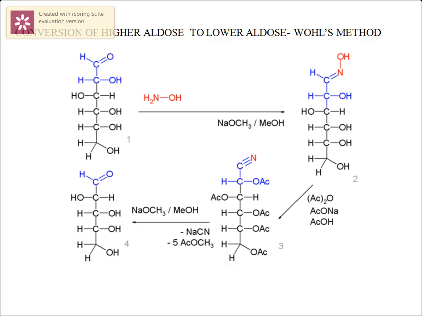First step, this aldohexose is converted to its oxime. Next step, acetic anhydride. This oxime becomes a nitrile group, C triple bond N, and all other OH groups are protected with acetyl groups. And then on treatment with NaOCH3, all OAc becomes OH group, and the last OH group becomes C double bond O, eliminating the CN group to become an aldopentose.